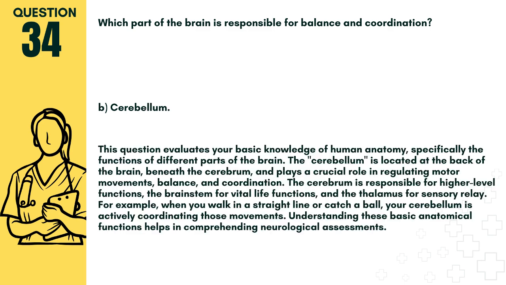Answer: B. Cerebellum. This question evaluates your basic knowledge of human anatomy, specifically the functions of different parts of the brain. The cerebellum is located at the back of the brain, beneath the cerebrum, and plays a crucial role in regulating motor movements, balance, and coordination. The cerebrum is responsible for higher-level functions, the brainstem for vital life functions, and the thalamus for sensory relay. For example, when you walk in a straight line or catch a ball, your cerebellum is actively coordinating those movements. Understanding these basic anatomical functions helps in comprehending neurological assessments.